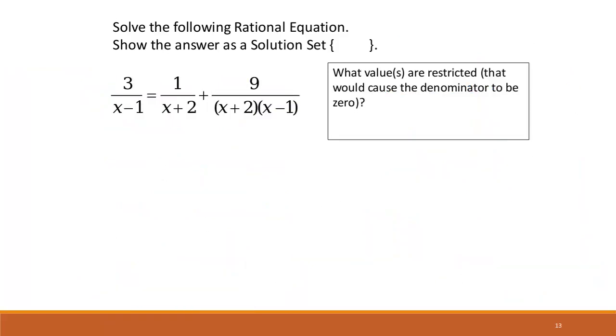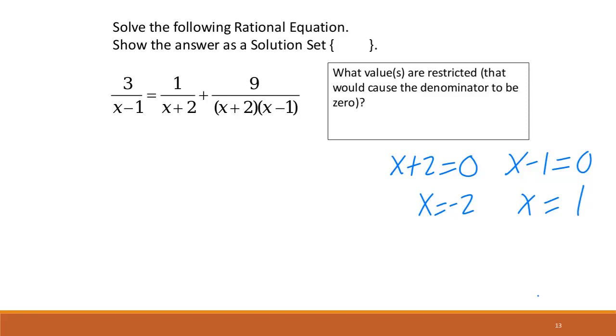All right. So for this one, same thing. x plus 2 times x minus 1 is clearly going to be our LCD here because it is what will combine all of these. So I know that x plus 2 cannot equal 0 and x minus 1 cannot equal 0. So x cannot be negative 2 and x cannot be positive 1. So we don't want x to be equal to negative 2 or 1.